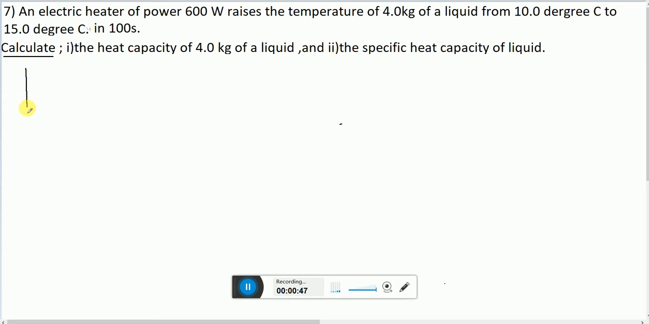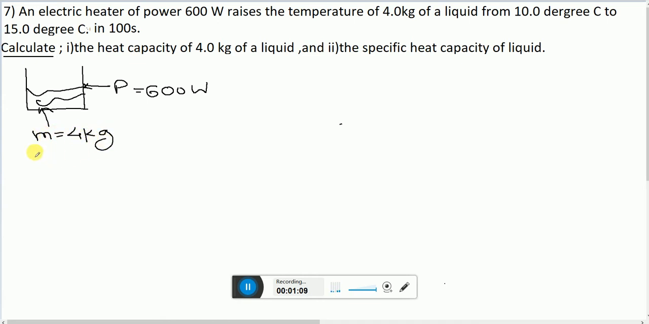So let's see. Suppose this is a heater and its power is mentioned as 600 watts. The liquid in this heater has its mass given as 4 kg. Change in temperature is 15 degrees minus 10, which is equal to 5 degrees. Time they have mentioned as 100 seconds.